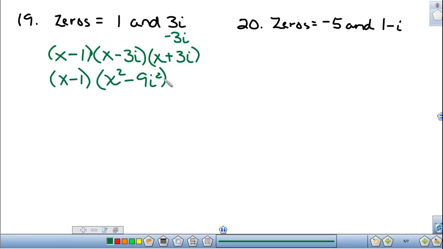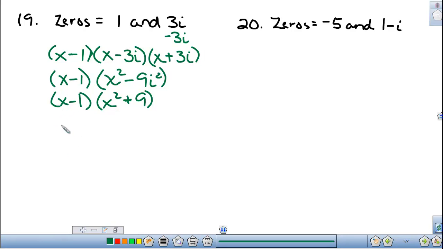And I know that when I see an i squared I'm going to trade that out for a negative 1. When I trade that out for negative 1, I get x minus 1 times x squared. It's going to change this to a plus 9. That negative 1 and that negative make that a plus. Now I'm ready to multiply these binomials together.